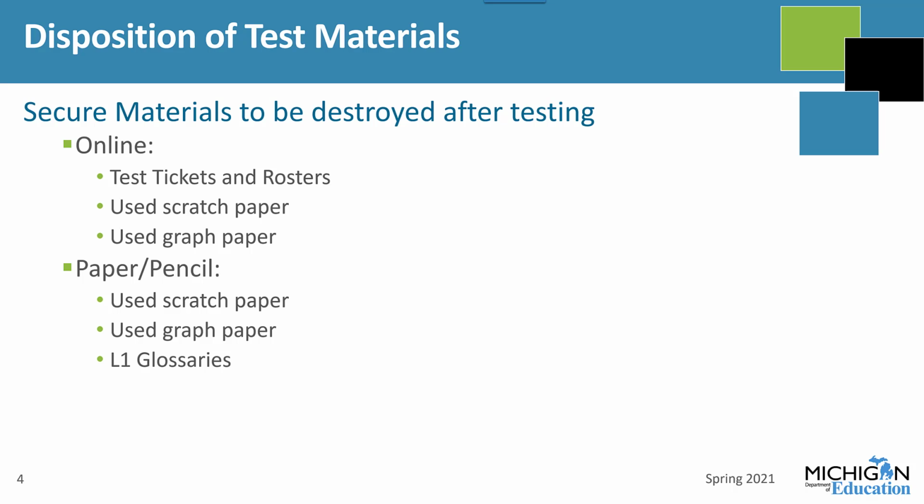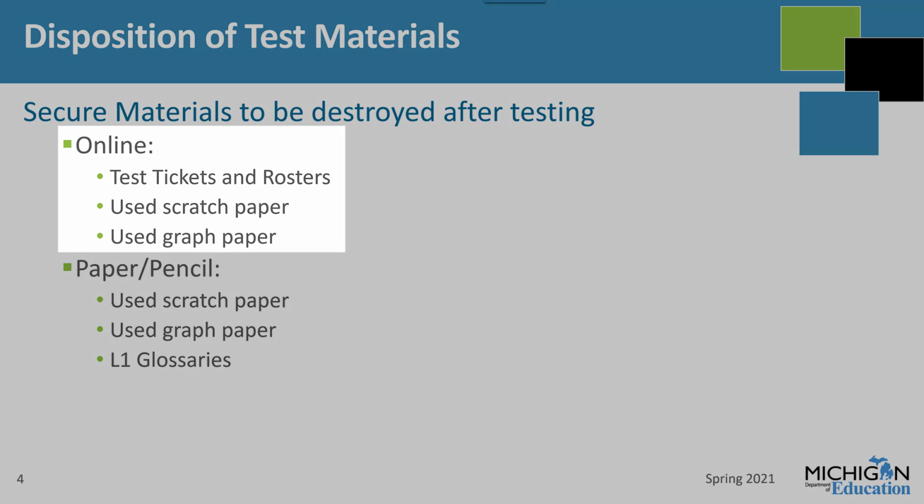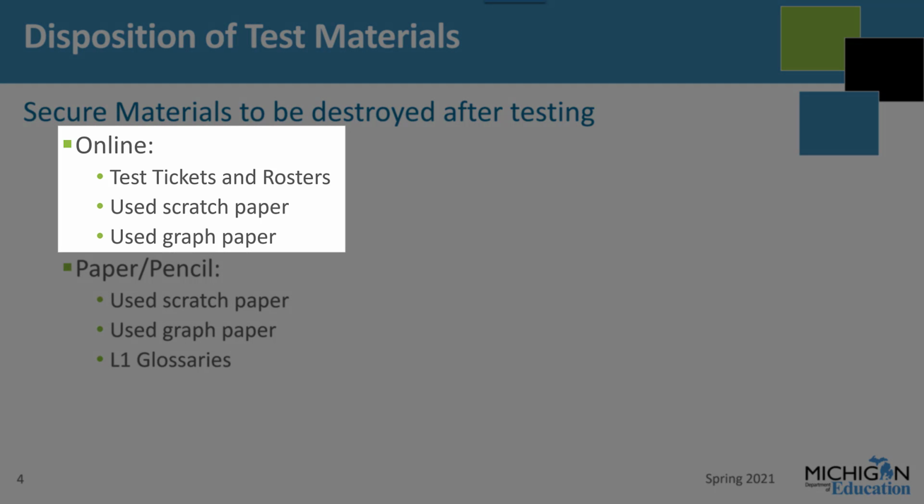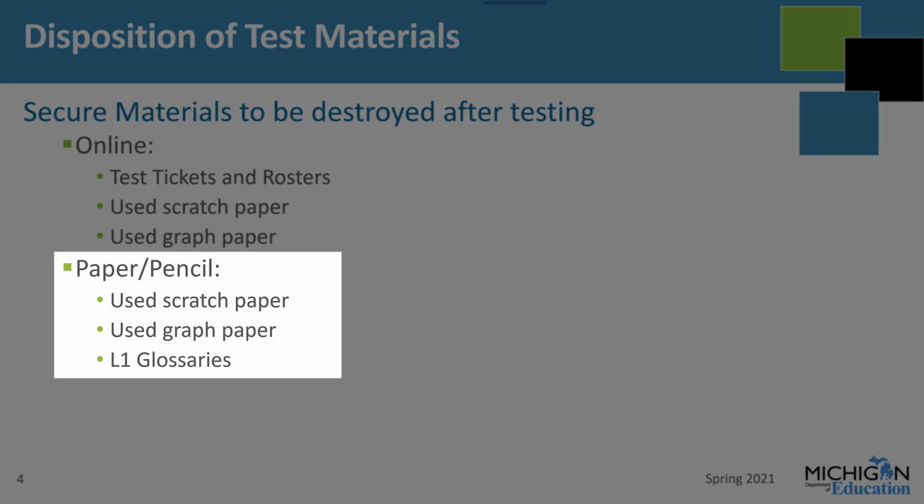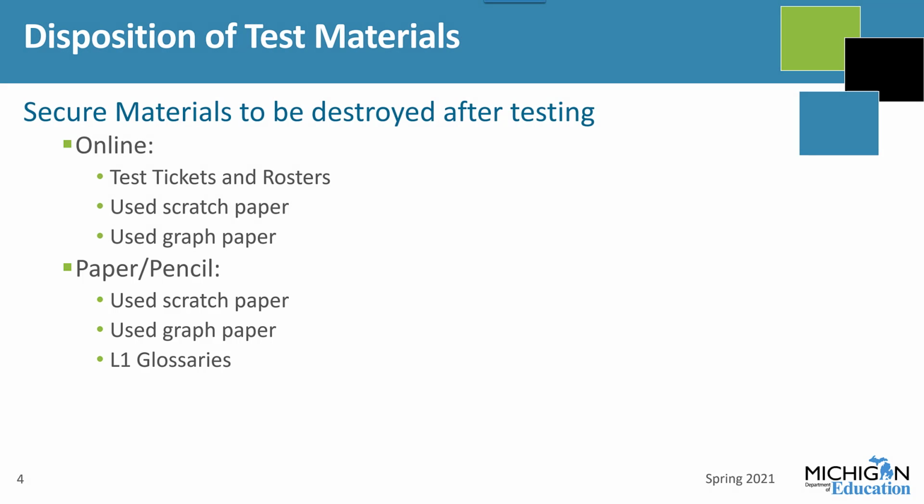If you're a school that tested only online, then secure materials for you are going to be limited to the printed test tickets and rosters and any used scratch or graph paper. Paper pencil schools will have more secure materials than online testing, of course, but as far as secure materials that need to be destroyed, then we're talking about the used scratch and graph paper, L1 glossaries, and that means the first language glossaries used by students learning English. All of the rest of the secure materials in paper pencil testing have to be returned to the scoring contractor.